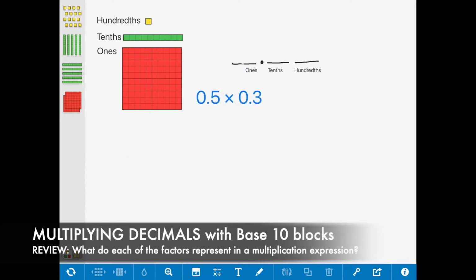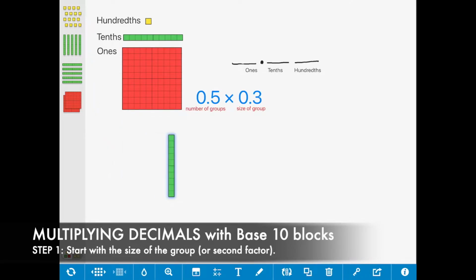Let's model the expression 5 tenths times 3 tenths. Remember, the first factor represents the number of groups, which is 5 tenths. The second factor represents the size of the group, which is 3 tenths. So we're going to start by modeling the size of the group. 1 tenth, 2 tenths, 3 tenths.